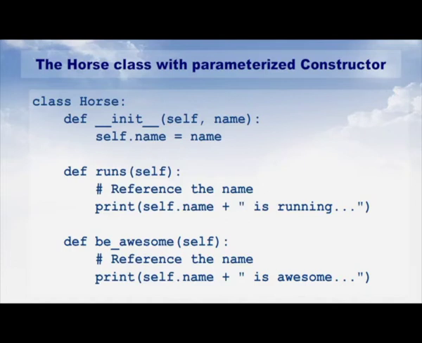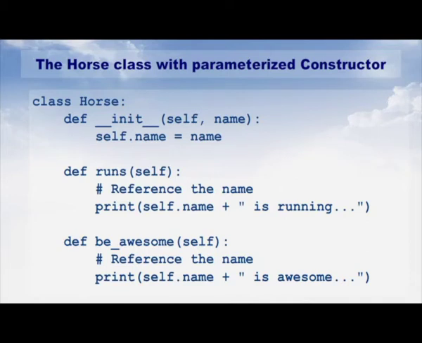Then small changes are made to the other two methods. In the runs method, instead of simply saying the horse is running, we now print self dot name is running. Here we access the name of the object using the self keyword. Similarly, in the be awesome method, instead of saying the horse is awesome, we replace that horse with the name of the horse, which we access from the self object, self dot name plus is awesome. We print that.